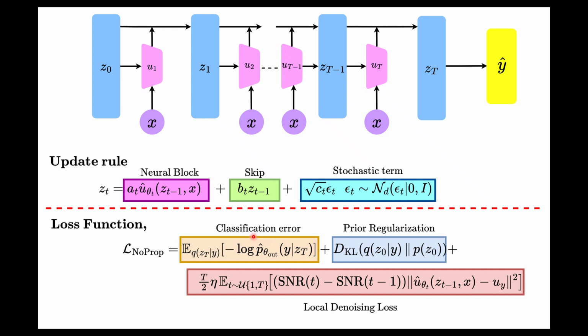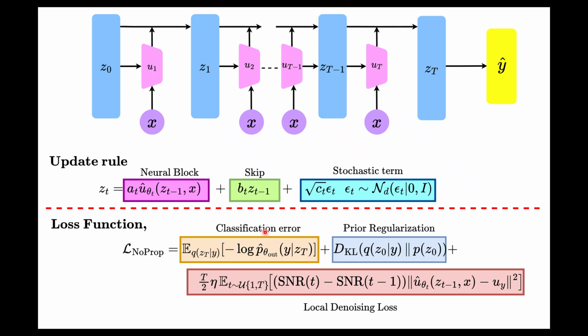For decades, backpropagation has been the backbone of deep learning. However, backprop requires full forward passes, full backward passes, stored activations, and strict sequential dependencies across layers. So this is where NoProp comes in. NoProp, short for no propagation, proposes a new way to train neural networks.